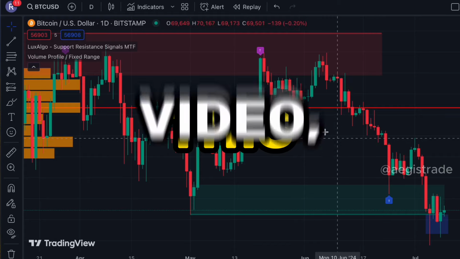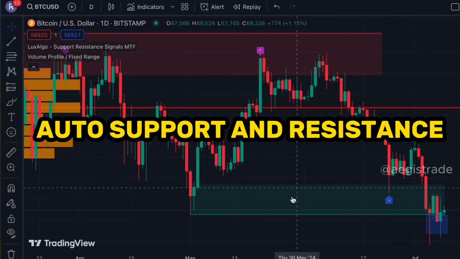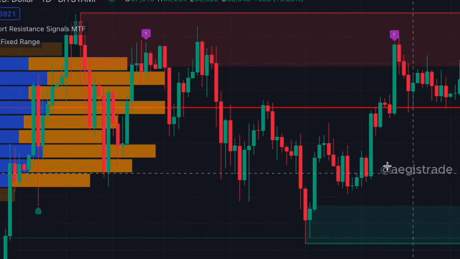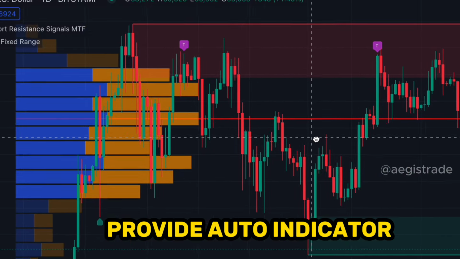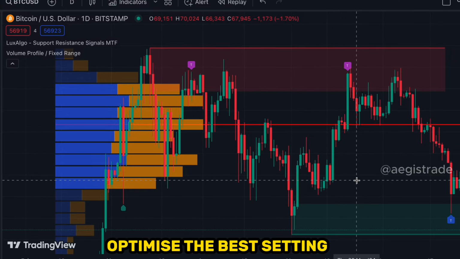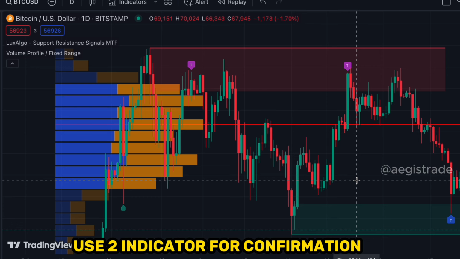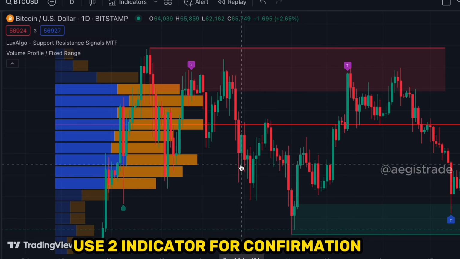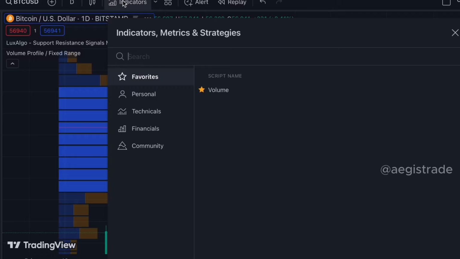In this video, we will be studying and optimizing this auto support and resistance indicator in TradingView. Basically, this indicator can provide auto support and resistance zones for us to plan our trading strategy. In this video, we will try to optimize the best setting for this indicator, and we will add one more additional powerful indicator to the chart to support our trading strategy. With these 2 indicators, it can provide the best trading strategy with double confirmation in trading.